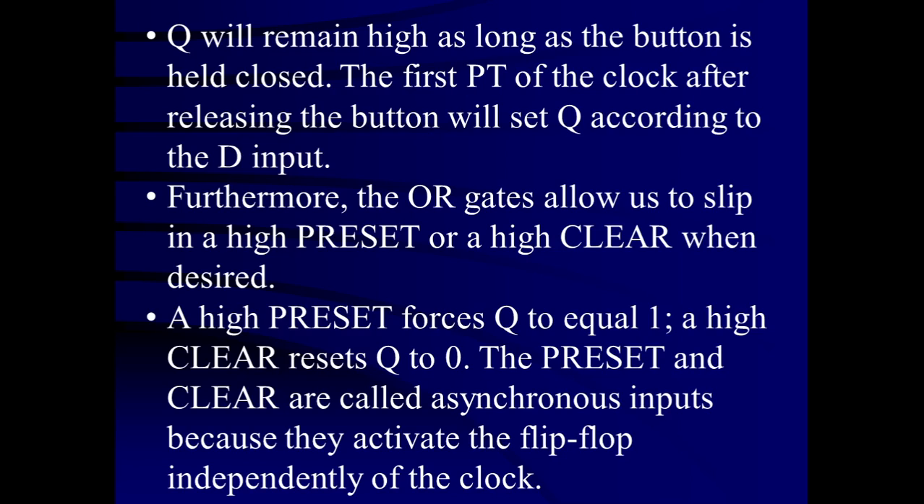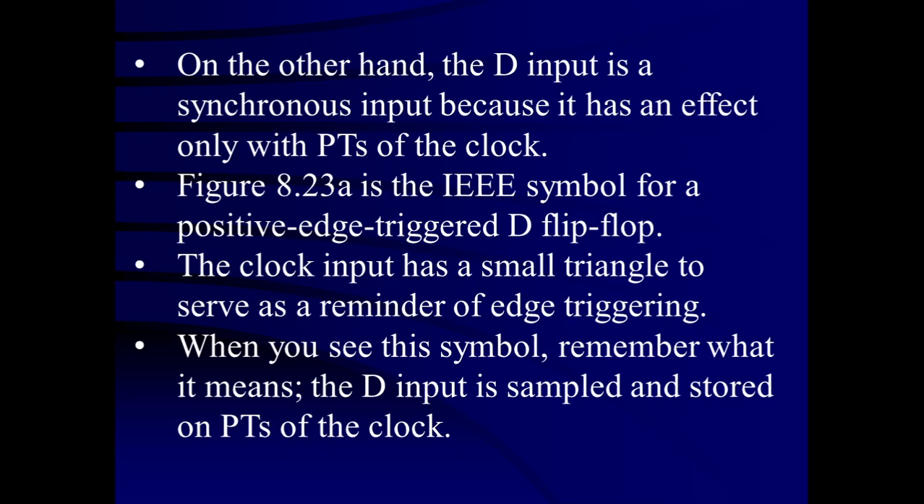A high preset forces Q2 equal to 1. That means the flip-flop is going to be preset, or it is going to be set. A high clear resets the flip-flop. That means Q becomes 0. The preset and clear are called asynchronous inputs because they activate the flip-flop independently of the clock pulse. So without a clock pulse, these inputs can control the flip-flop. That's why they are called asynchronous inputs.